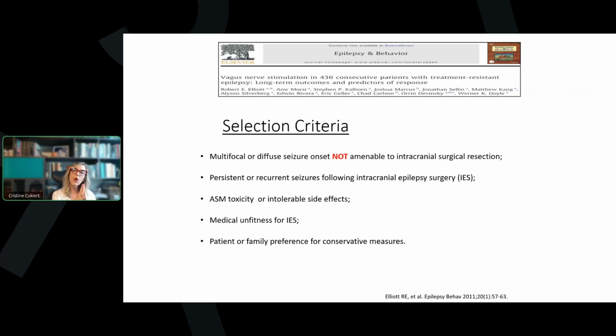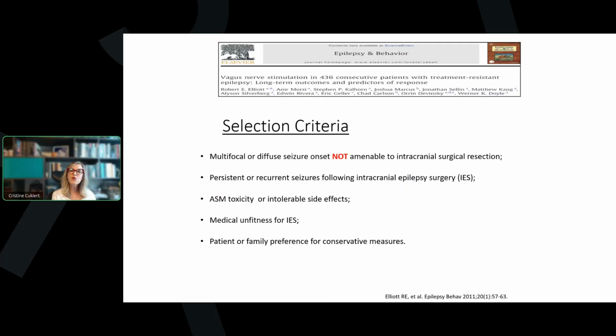So when we choose the VNS for people, they have multifocal or diffuse seizures that are not amenable to intracranial surgical resection, or persistent or recurrent seizures following intracranial epilepsy surgery. Sometimes the person has toxicity with many medications. And something very important here, especially for kids: we see some kids with many medications, something like 4 or 5 anti-seizure medications, and we know that these medications are very deleterious for the developing brain.